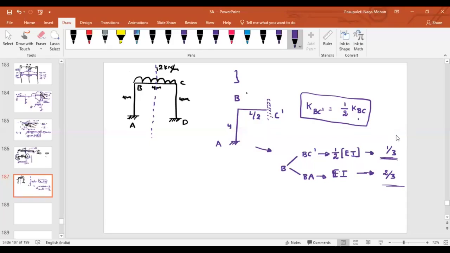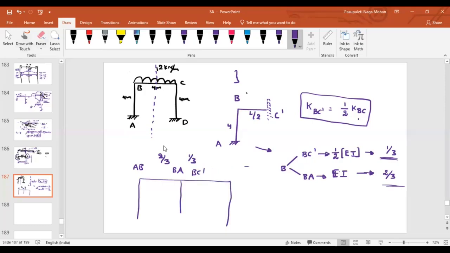Yes, sir. Okay. Now, what about the moment distribution table that we should discuss? So we have to consider AB, BA, BC dash, right? At this point, what is BA? 1/3. Sorry, towards BA it will be 2/3. 2/3, BC dash will be 1.